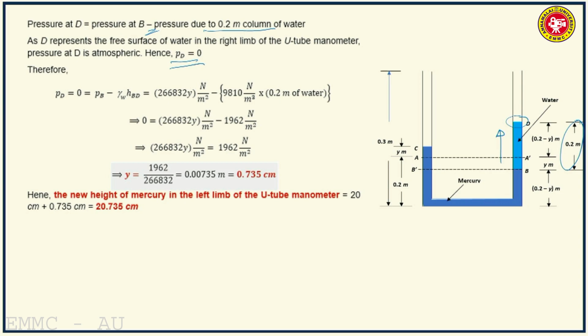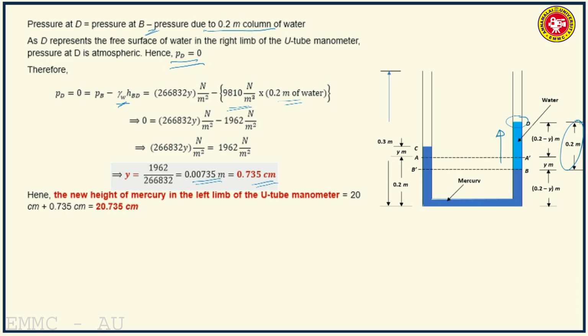So PD is equal to 0, that is equal to PB minus gamma W, because you have water in the column BD. So gamma W into HBD, the column of water from B to D, that is HBD. So PB is 266,832 y Newton per meter square minus specific weight of water multiplied by 0.2 meters. So ultimately when you solve for y, it becomes 0.00735 meter, that is 0.735 centimeters.